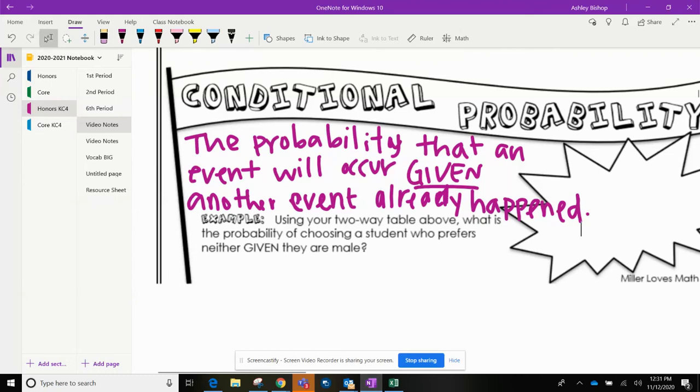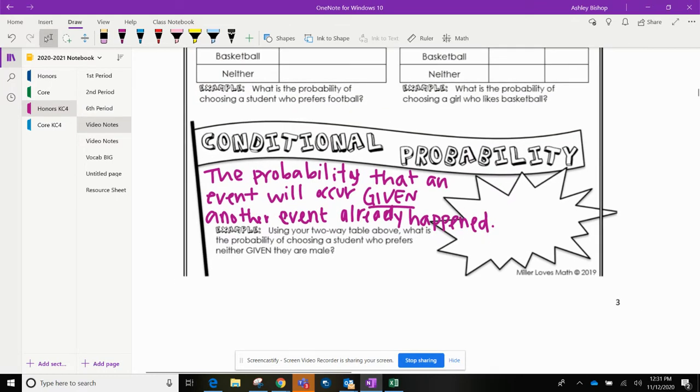Hi everyone, we are going to do our Target C notes today. And so the first thing we're going to start with is vocab on the bottom of page 3.